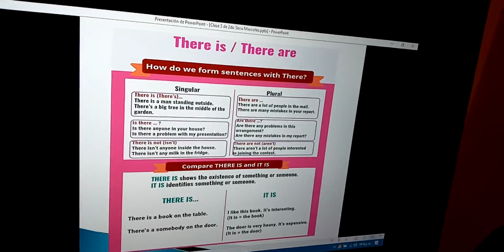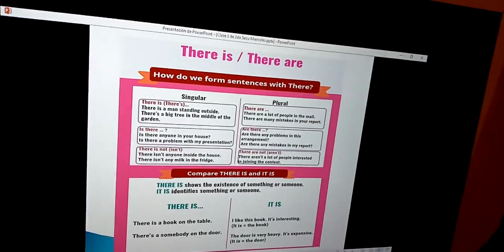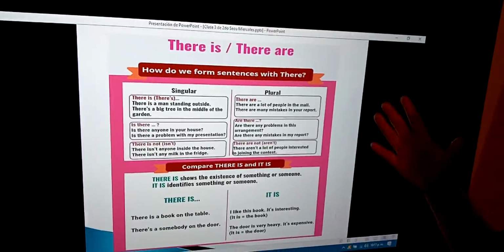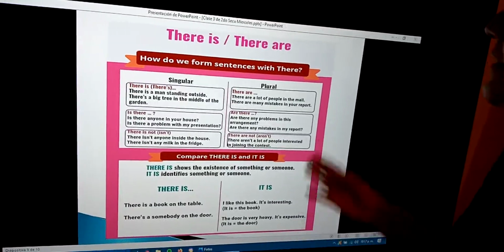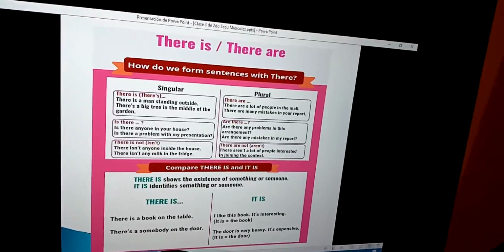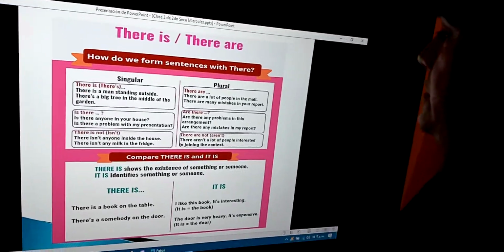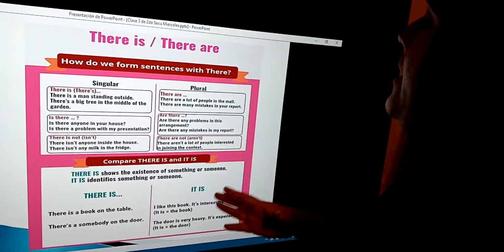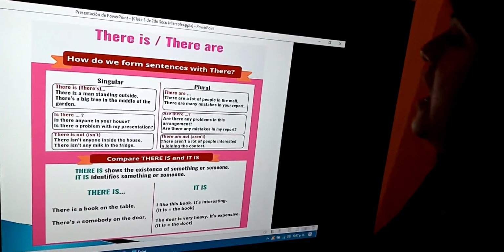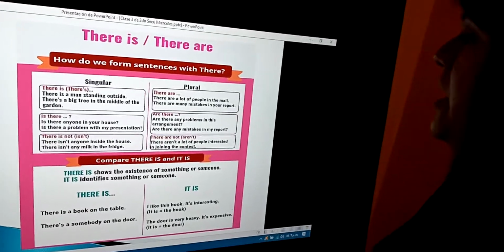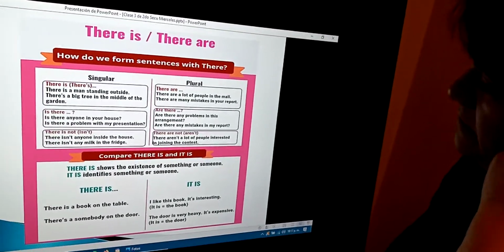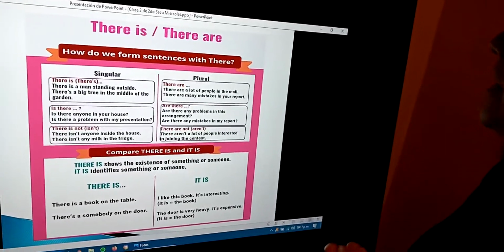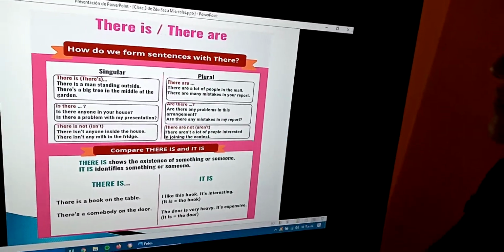Let's see the plural. The plural is "there are." There are a lot of people in the mall. The next: there are many mistakes in your report. Okay, this is the plural. And the question: Are there any problems in this argument? Another question: Are there any mistakes in my report? This is the question in plural.